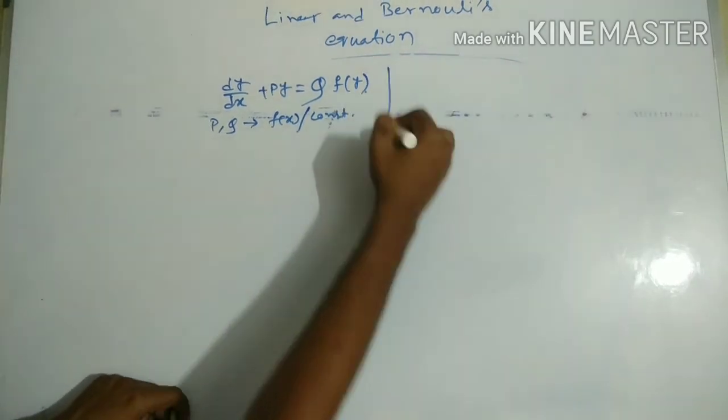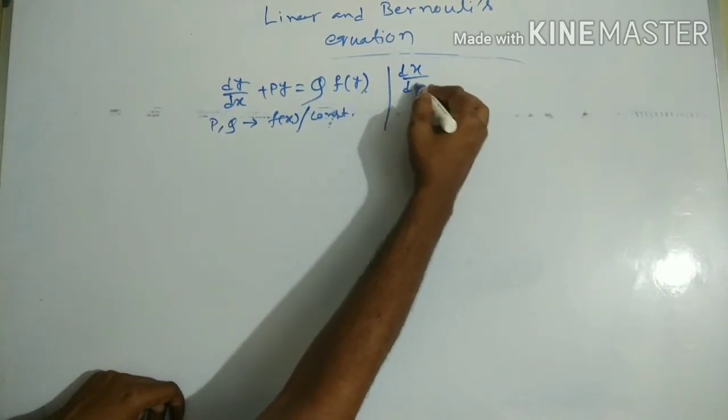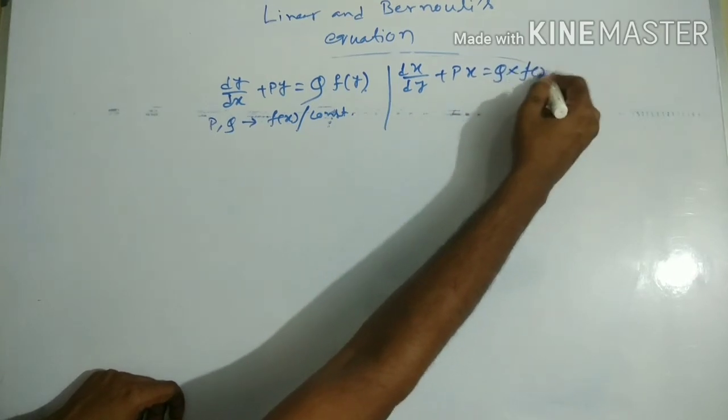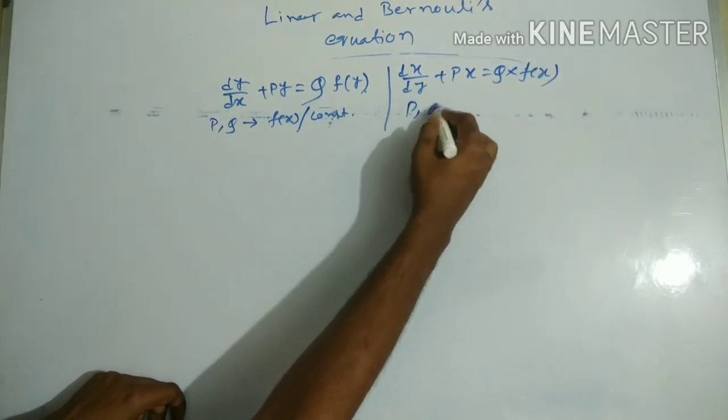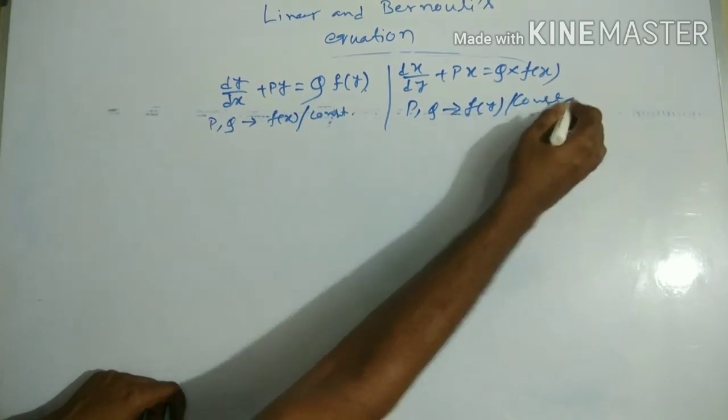Here there is also another general form of Bernoulli's equation, dx/dy + Px = Q times f(x). Here P and Q are functions of y or constant. Okay.